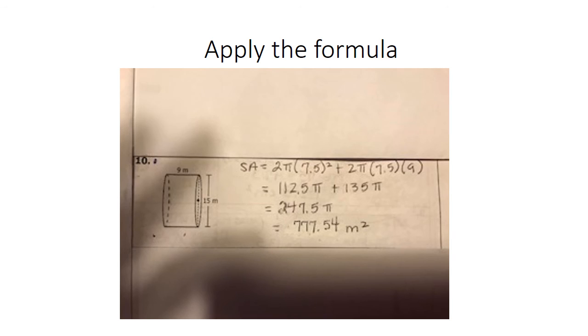And I'm going to plug it into my formula. 2 pi times 7.5 squared plus 2 pi times 7.5 times 9. I'm going to simplify that and get 247.5 pi. And that's going to be simplified into 777.54 meters squared.